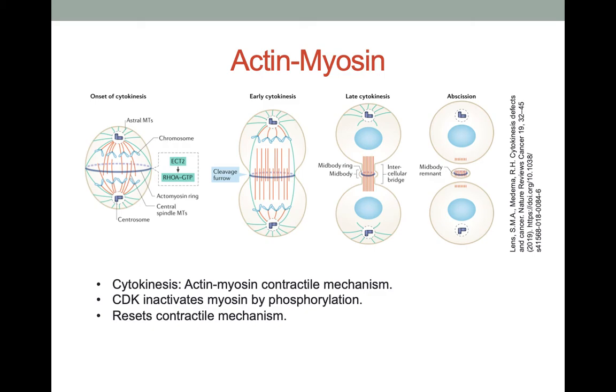Now, CDK is responsible here for inactivating this contractile mechanism. It does this by phosphorylating a subunit of myosin, which causes the myosin to dissociate from the actin filament. By doing that, it can reset, and when the cell cycle comes up again to this point where cytokinesis needs to occur, the mechanism is in place for it to do that again.